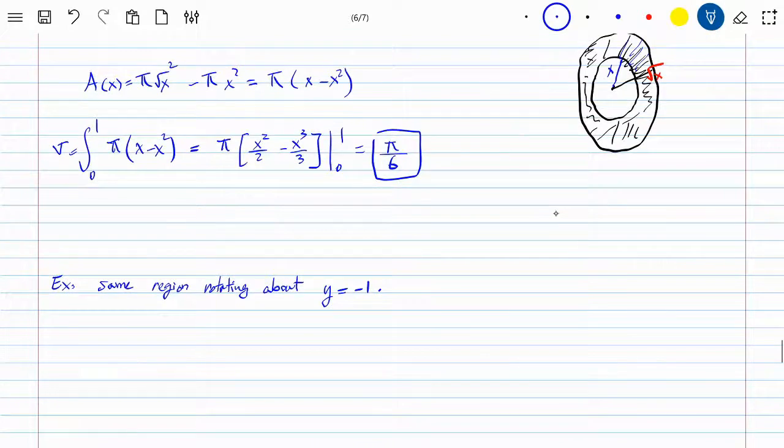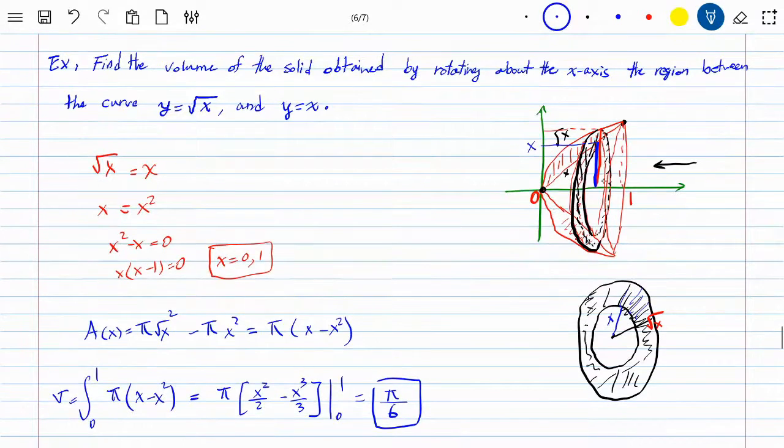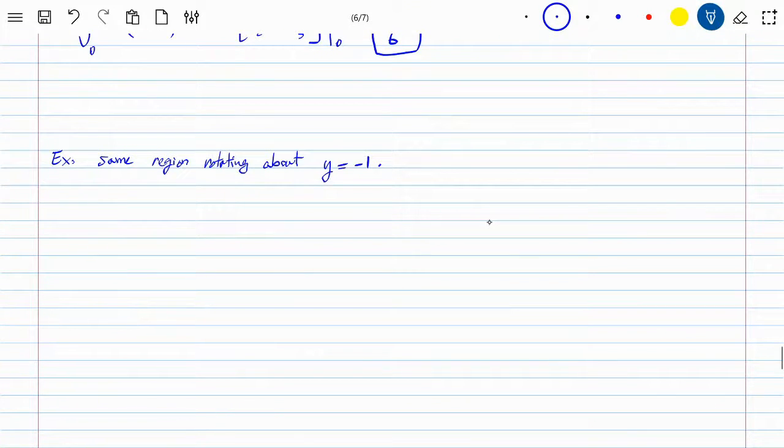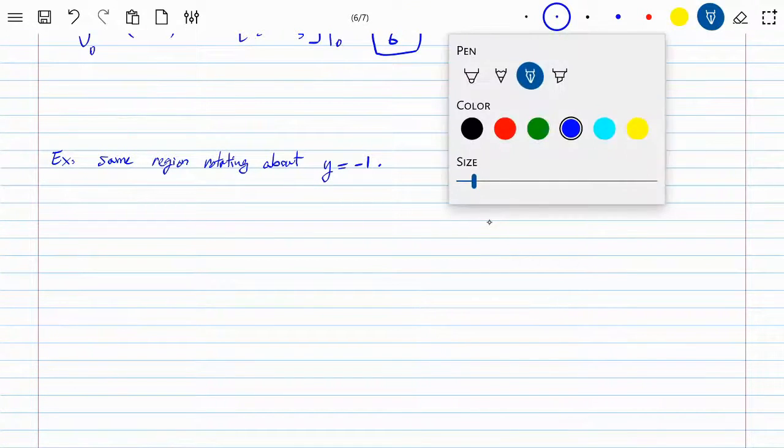The same question, the same region, but instead of rotating about the x-axis, they ask you, what if you rotated about y equal to -1? This is a kind of a common question as well.